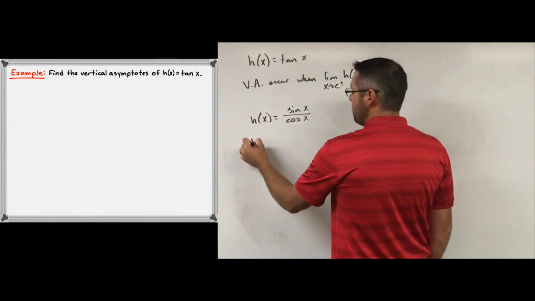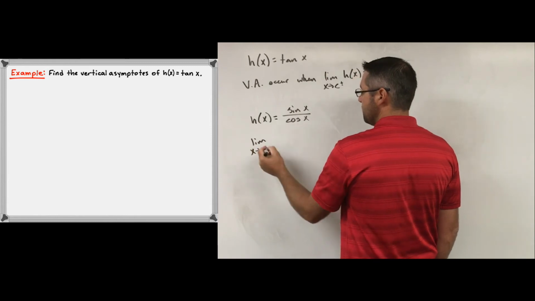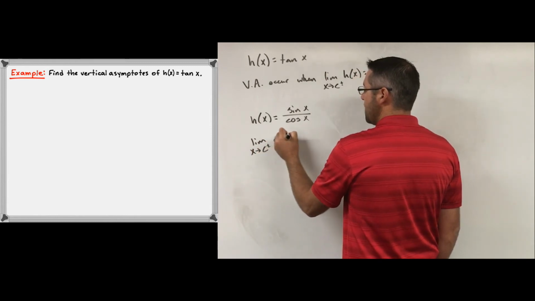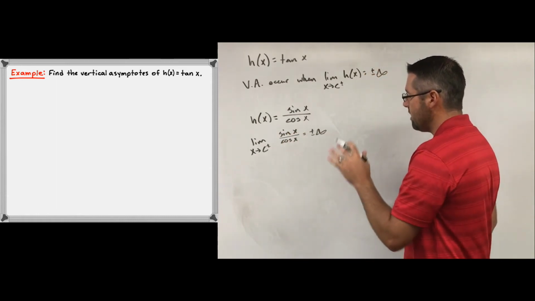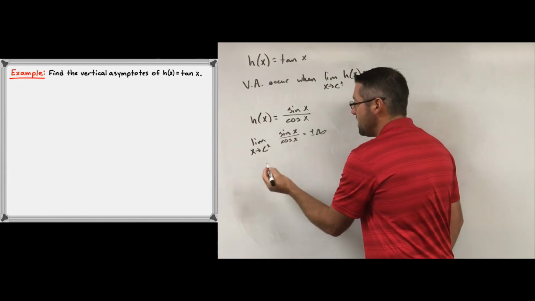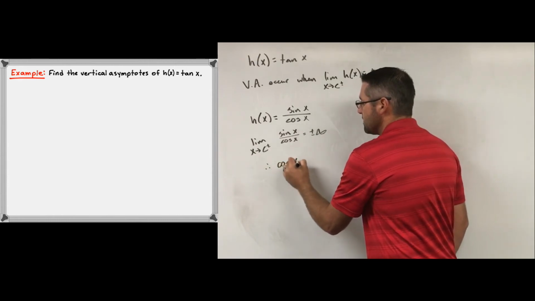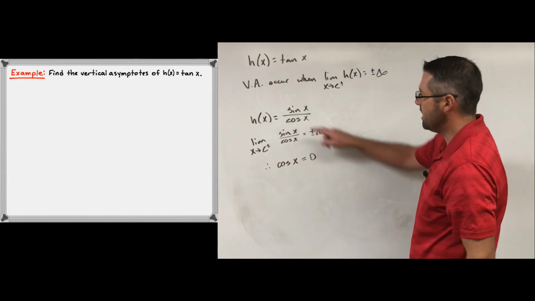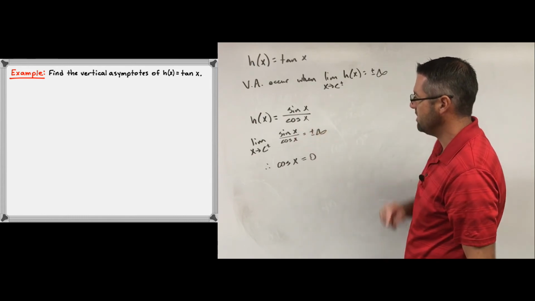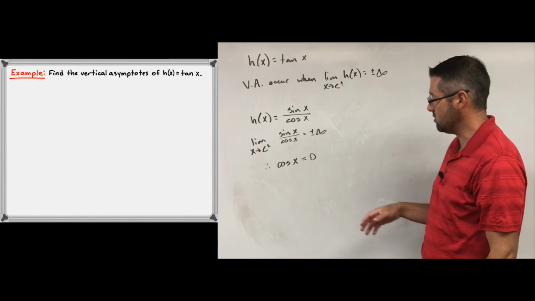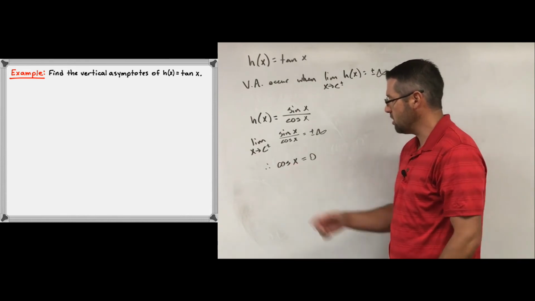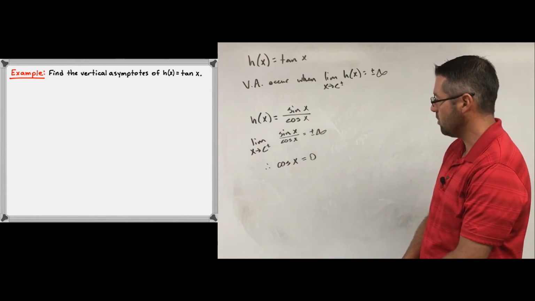So we are looking for the limit as x approaches some constant from either side, of sine of x over cosine of x to equal plus or minus infinity. How do I get that? We can conclude that would be when cosine of x equals 0, because any number up here divided by 0 is going to give us an infinity of some sort, plus or minus. So our question is, when does cosine of x equal 0?